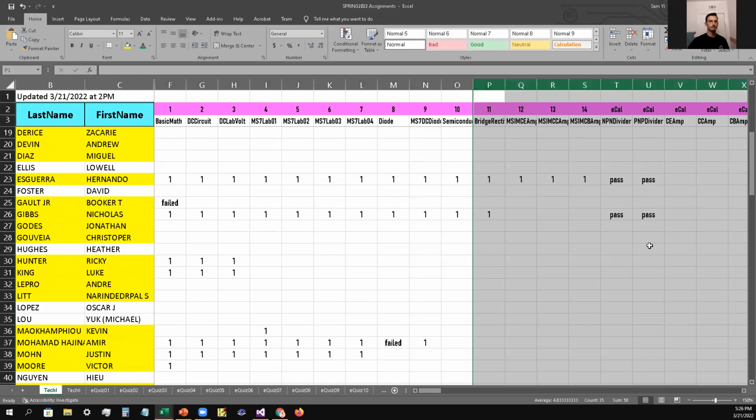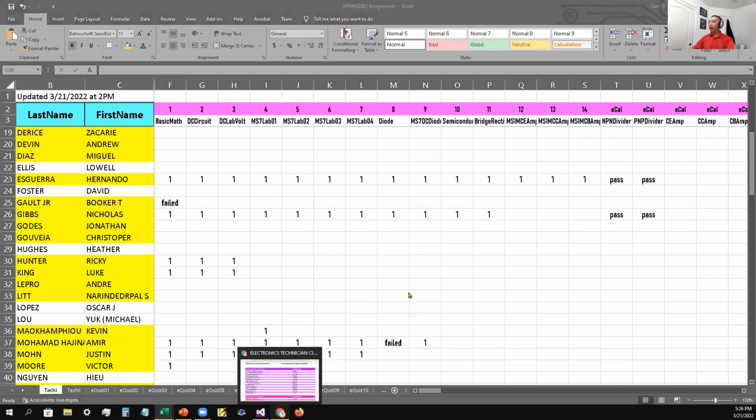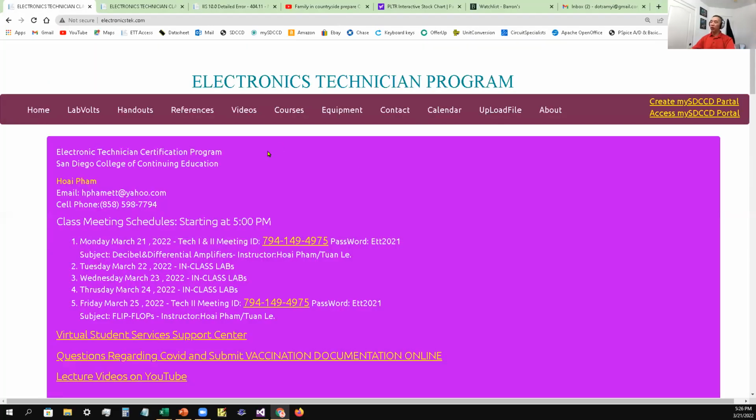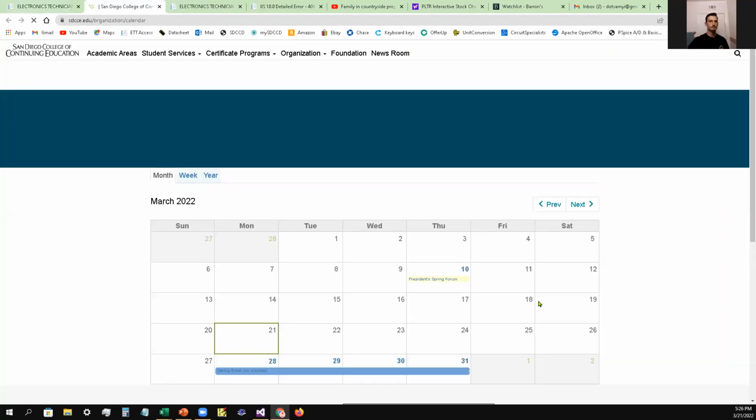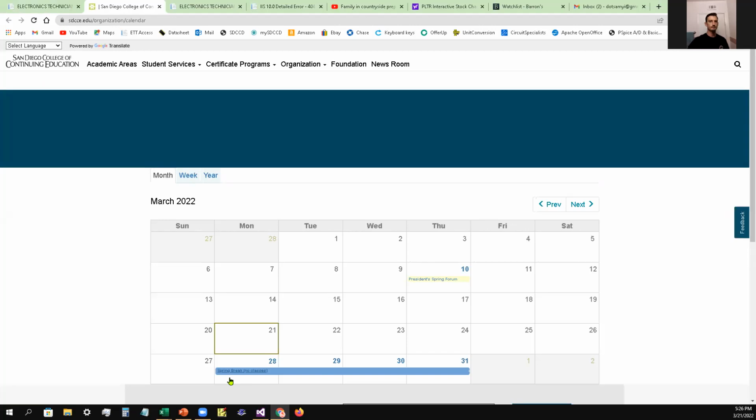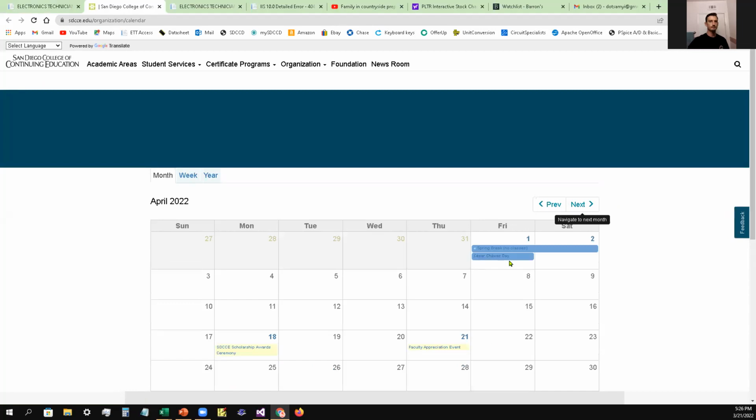You mentioned spring break. There's a spring break with this program? Yes. You can go into the website and click on calendar, and you will see the calendar right here. It says spring break, the 28th, 29th, 30th, 31st, and all the way to the 1st. So you're going to have one week off.